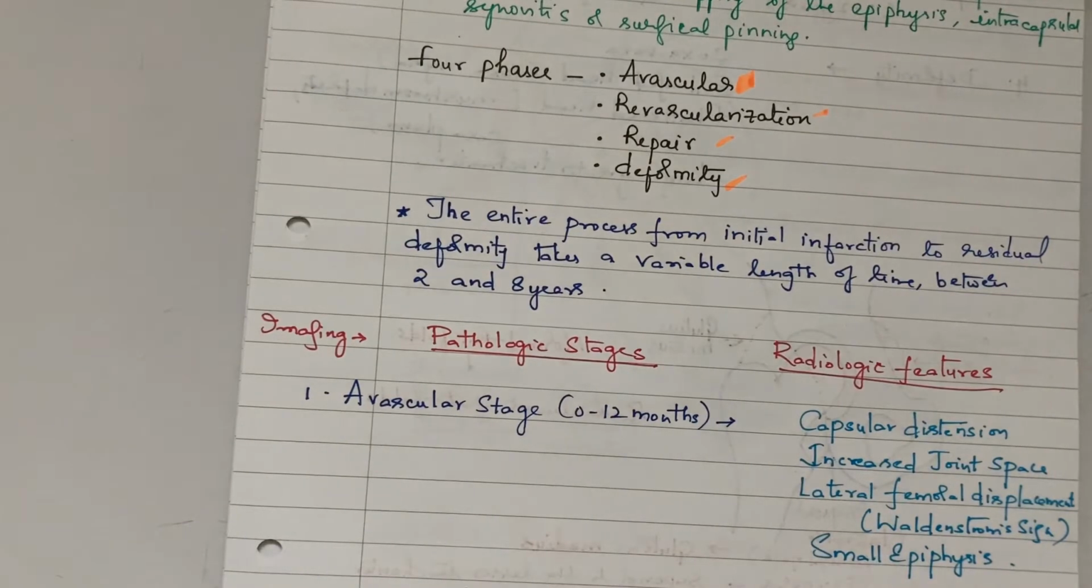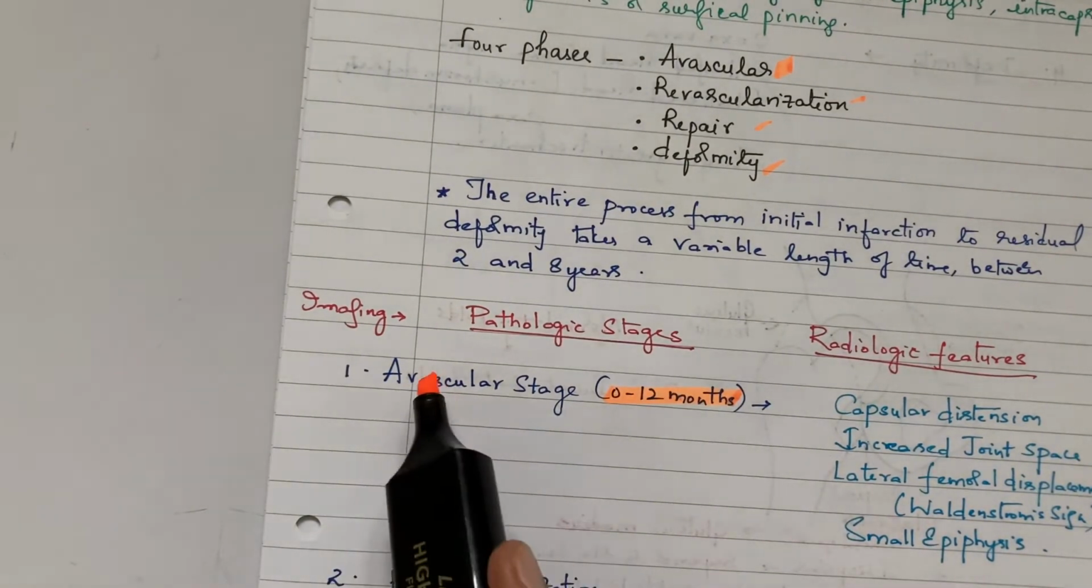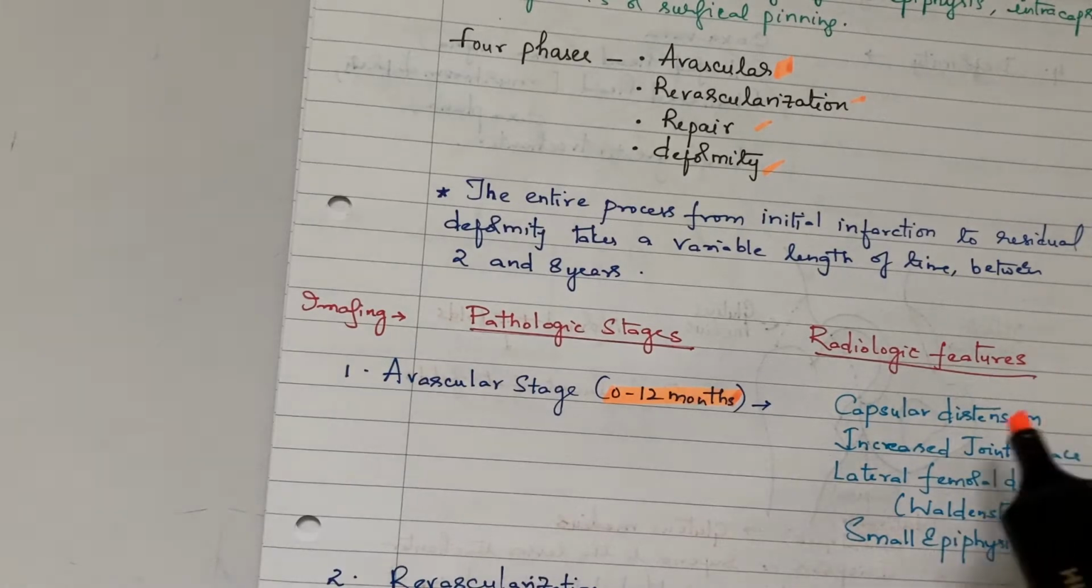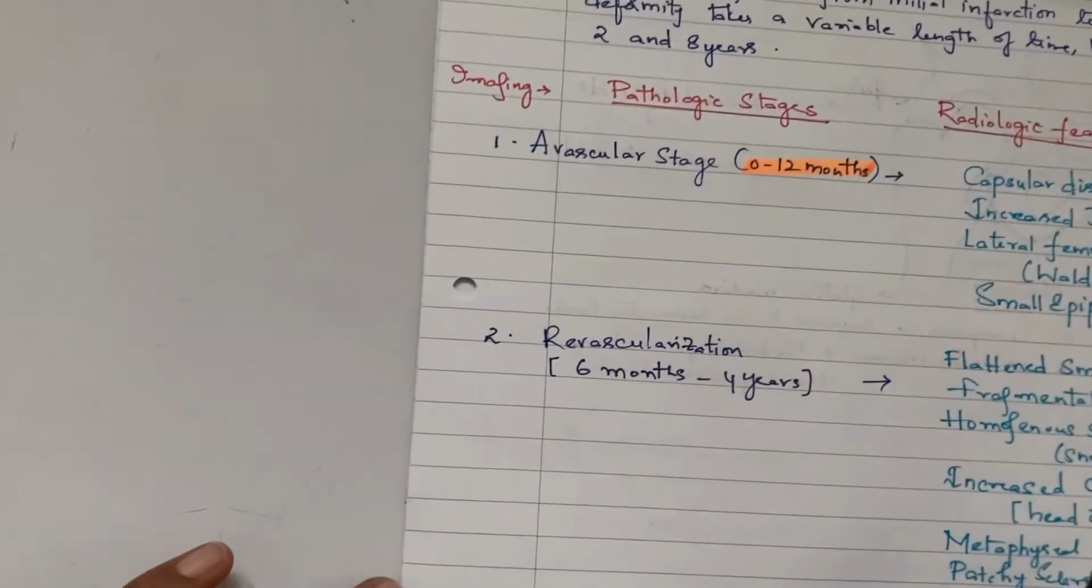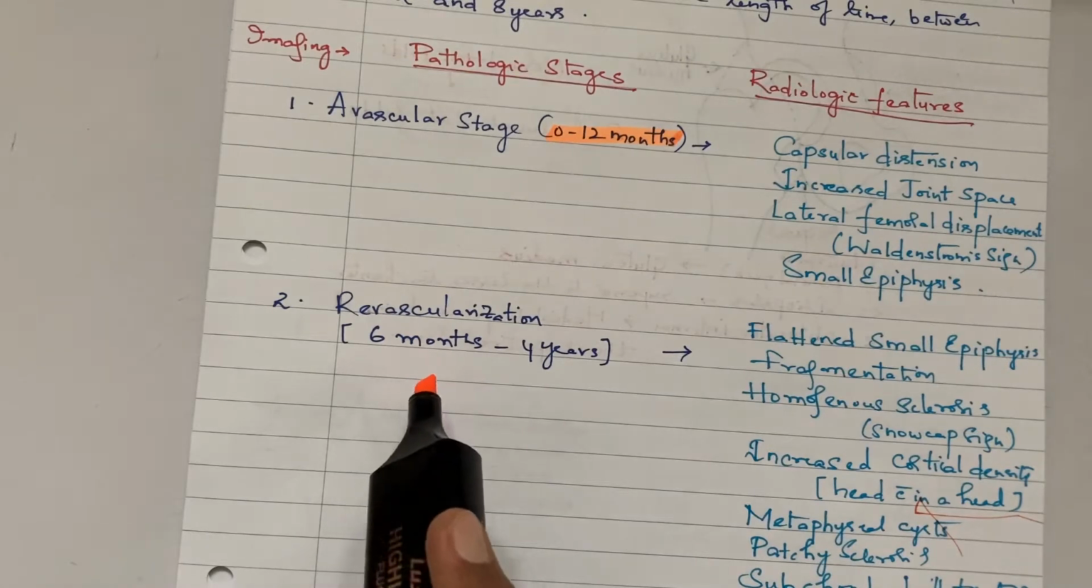Then coming to pathology and radiological findings. In the avascular stage, what are the radiological features? Capsular distension, increased joint space, lateral femoral displacement, and small epiphysis. Then coming to revascularization, that is between 6 months and 4 years.